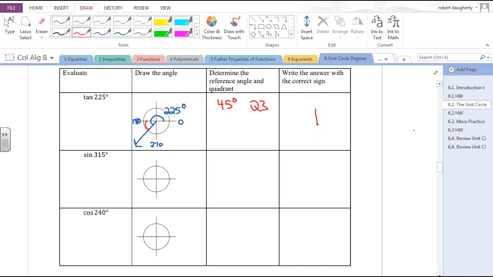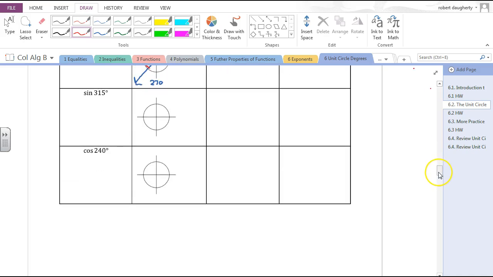In the third quadrant, what goes in front of a tangent? A positive or a negative sign? Positive. We're done. The answer is 1. The tangent of 225 is 1. Okay? So we're going to do this process repetitively. You have to draw the angle, find its reference angle or its central angle, use the unit circle. Okay? Sine of 315. First thing to do is to figure out what with this angle.